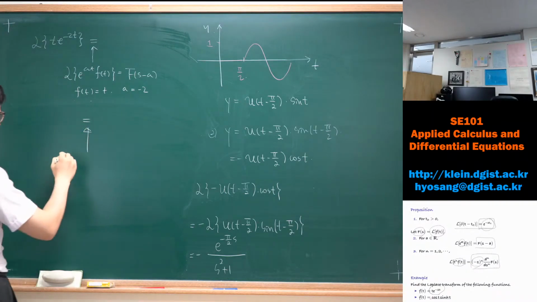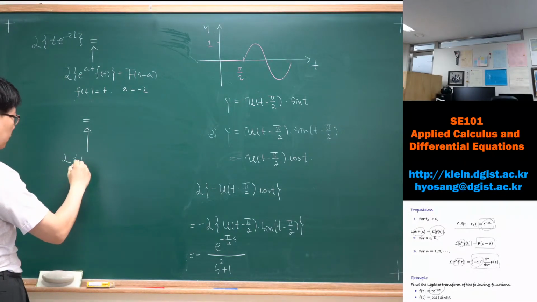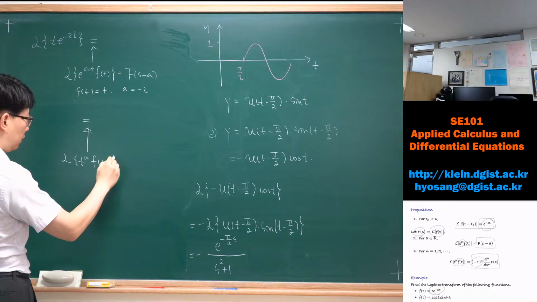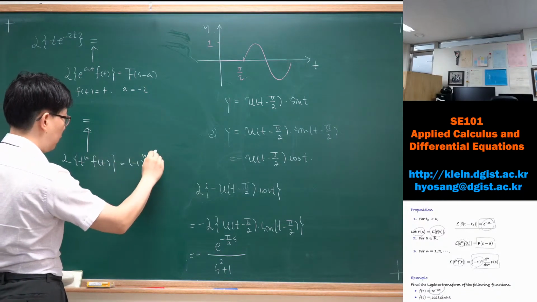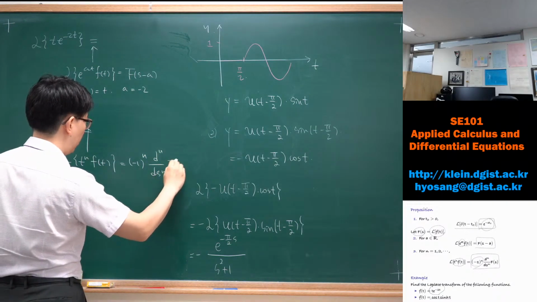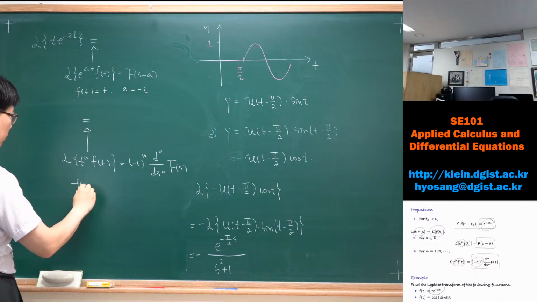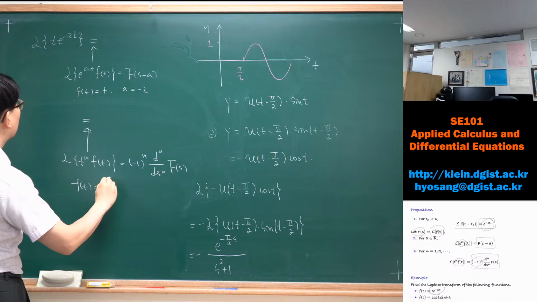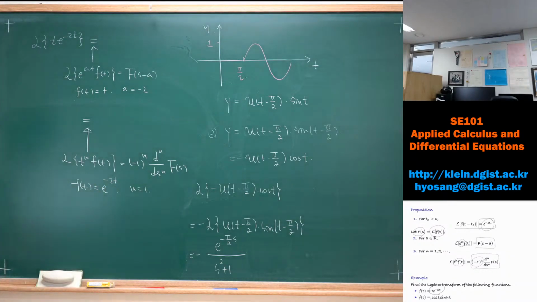Or you can use the other formula, the third statement in the proposition, that says t to the n times f of t equals minus 1 to the power of n, d n over d s n, of F of s. In that case, you have f of t equals e to the minus 2t, and n is 1. There are two ways of finding the Laplace transform, and they give the same result.